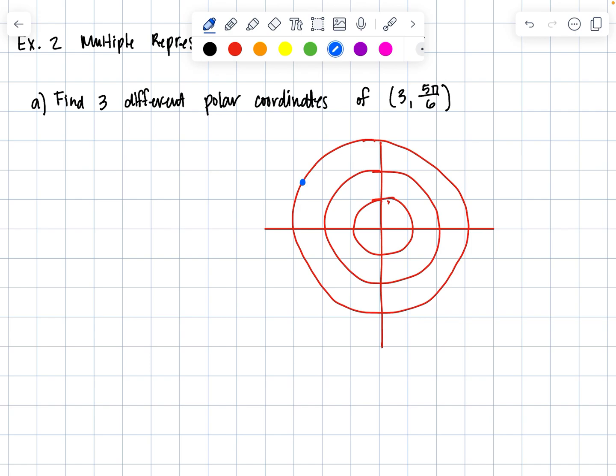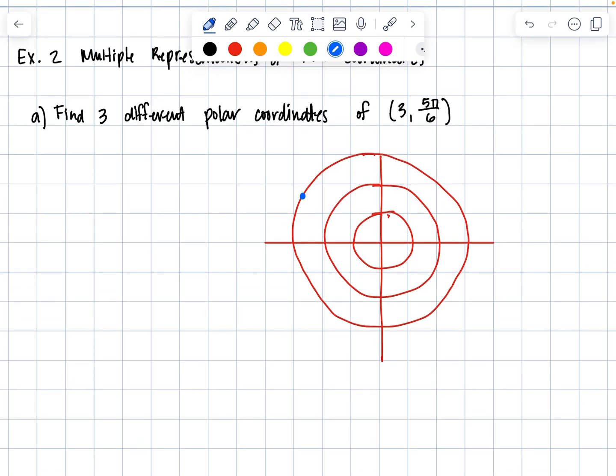Okay, we want to have multiple iterations of this. So we can't have the exact same coordinate, but if you remember, we could actually wrap all the way around again and land on a different radian. So you could add 2 pi. We know this is 3 comma 5 pi over 6. Let's take this 5 pi over 6 and add 2 pi to it, because we're going to add a full circle around, because that would land in the same spot.